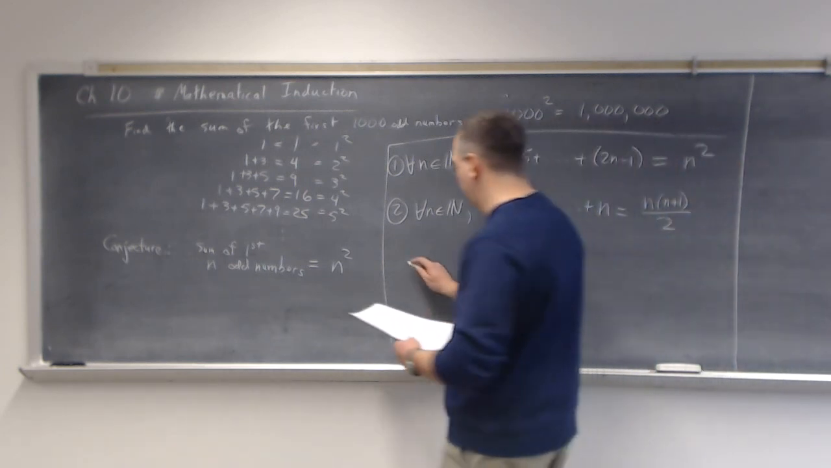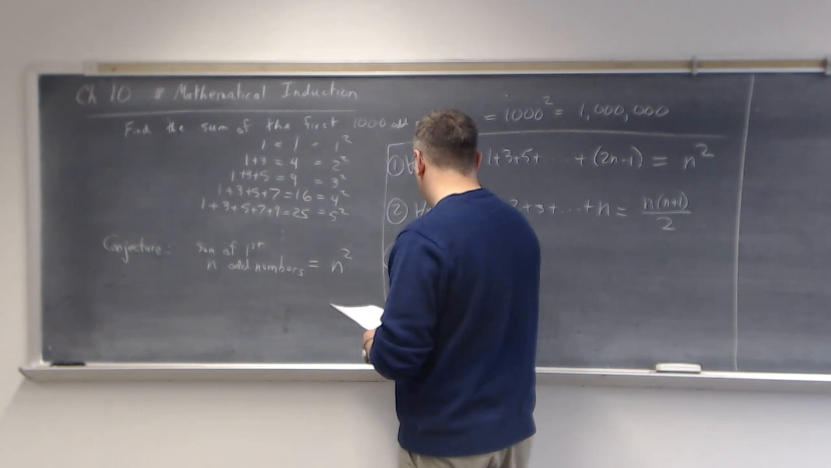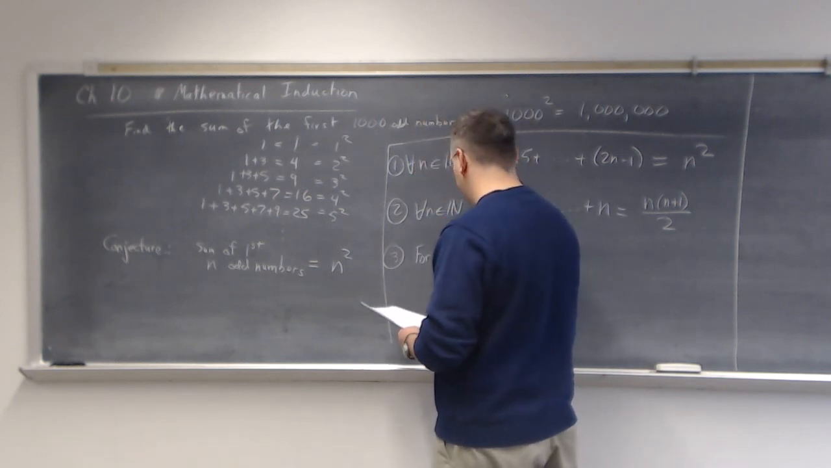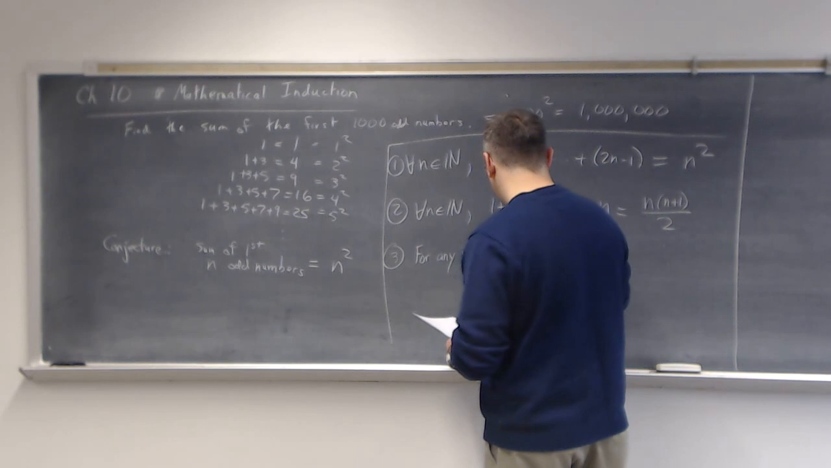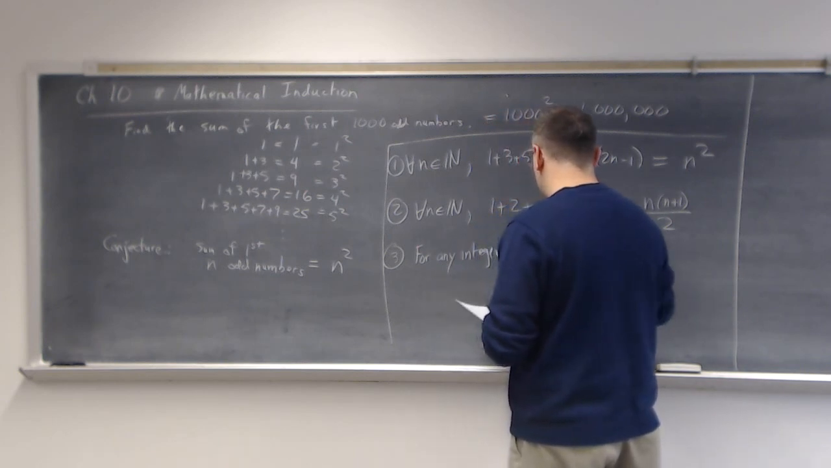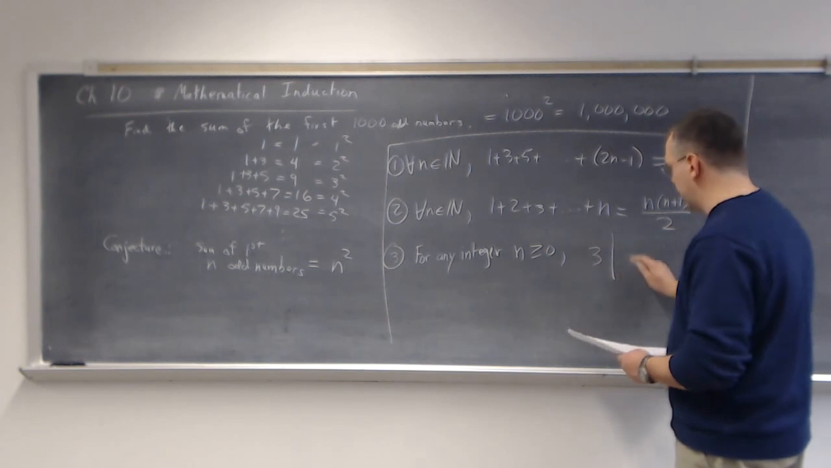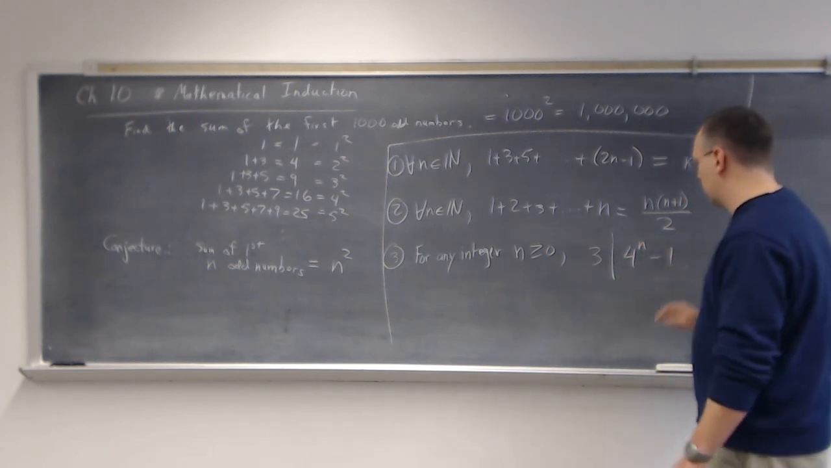And another theorem you can prove, and it's more than just for natural numbers: for any non-negative integer n, that is, any integer n greater than or equal to 0, 3 divides 4 to the power n minus 1.